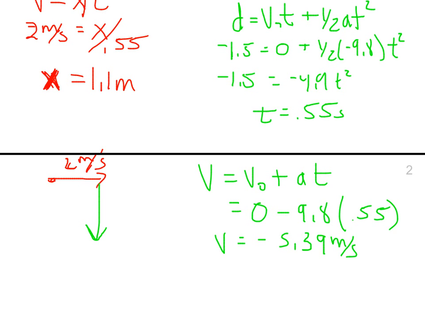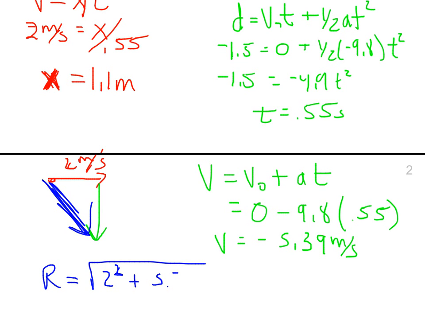My resultant goes from the start to the finish, which is Pythagorean's theorem. So I know that this resultant velocity is going to be the square root of 2 squared plus 5.39 squared. I can ignore the negative sign because when I square something it goes away anyway. So that's 2 squared plus 5.39 squared, take the square root of that, and I get the resultant velocity is 5.7 meters per second.